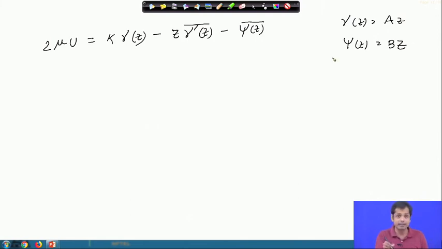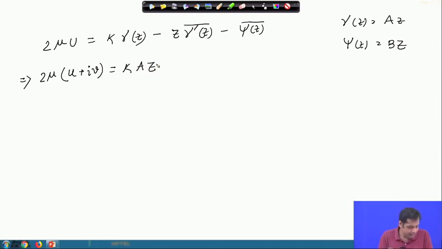Now, if we substitute this here, what expression do we have? Let us write that expression. So, this is equal to 2 mu, u can be written as u plus i into v, and then you substitute gamma z here. So what we have is kappa, gamma z is equal to a into z. So, this becomes a into z, and then minus z into gamma dash z conjugate. So, this becomes a bar, the conjugate of a, and then minus psi z is this. So, this becomes b z.